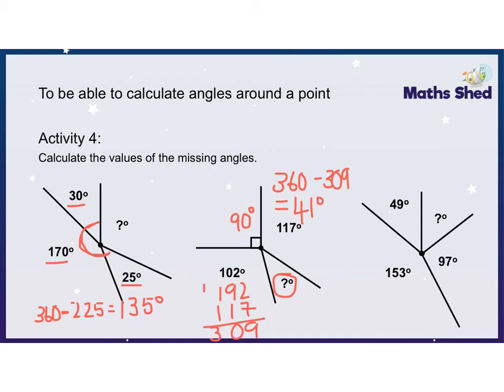Okay, 153, lots of adding to do. Plus 97, I'm going to add 100. That would be 253, take away the 3, that would be 250. Plus 49, which would give me 299. And then I need to do 360 take away 299, and that would be 61 degrees.